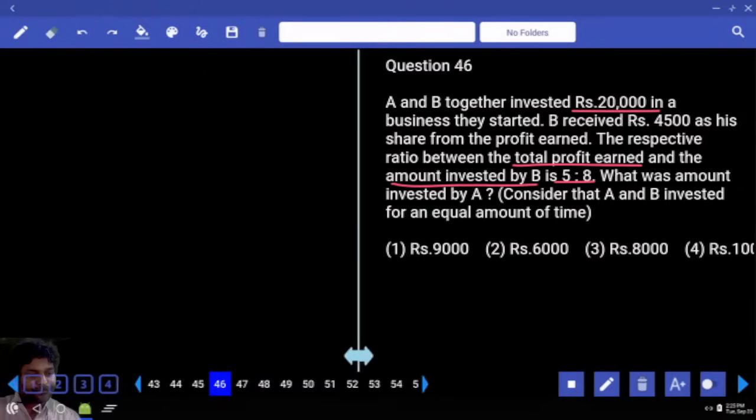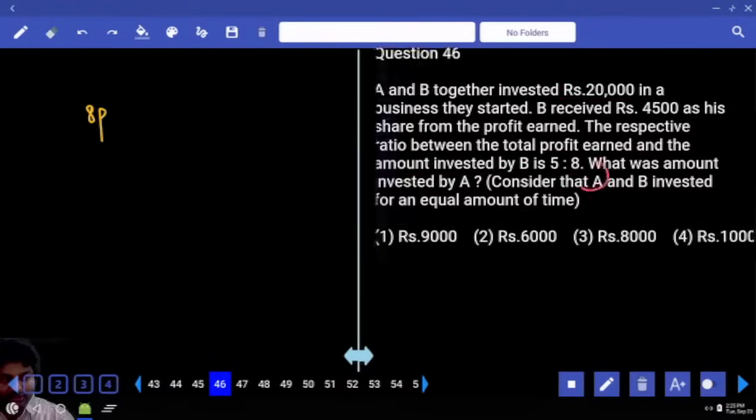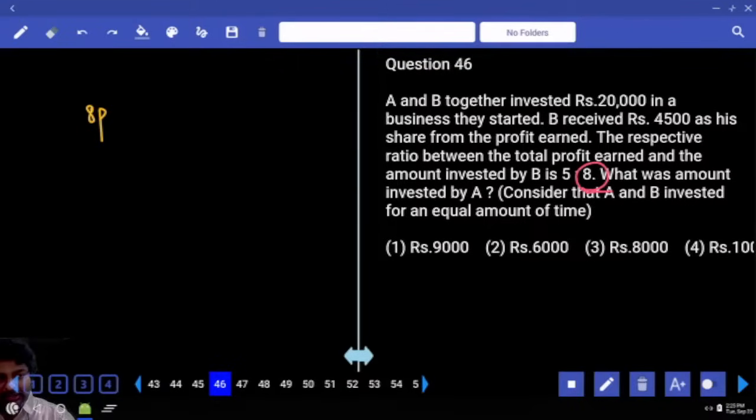Fine, let's see. Amount invested by B, let me take 8 parts from the ratio. Total investment is 20,000. A's investment is 20,000 minus 8 parts. Are you okay? Time periods are same, so investment ratio is going to be profit sharing ratio. Agreed?